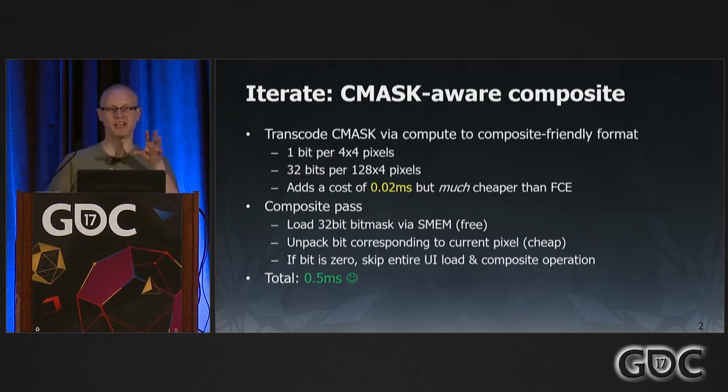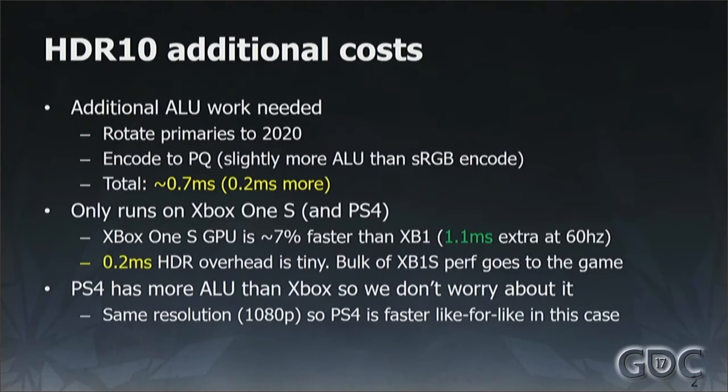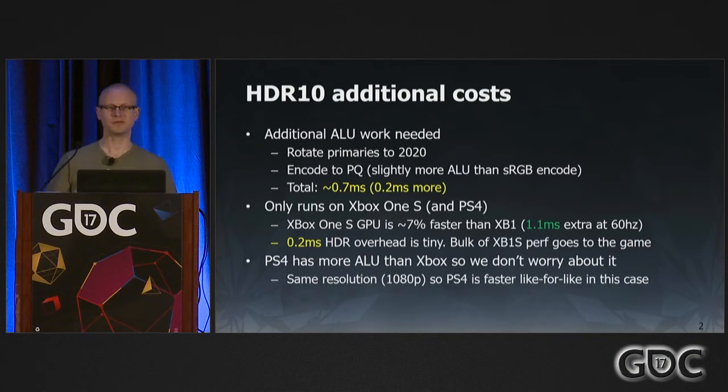Now, I've worked only in the SDR version here, because the SDR version is the one running on the base Xbox, and most people have got SDR TVs, so that was the most important path. But of course, we want to support HDR. So when you're in HDR, there's a bit of extra work you have to do. Firstly, you have to rotate all the primaries from sRGB to 2020. You have to encode to PQ rather than sRGB, and that's more expensive, but not too much more expensive. So in this path, it's about 0.7 milliseconds rather than 0.5 milliseconds, so there's a small overhead.